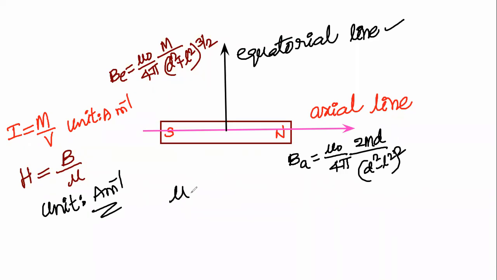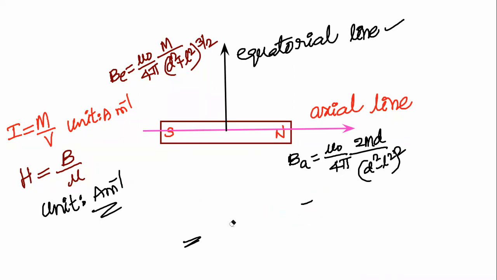So mu is called the permeability of the free space. Mu r is called the relative permeability. The relative permeability is nothing but the ratio of the permeability of a medium to the permeability of the free space.